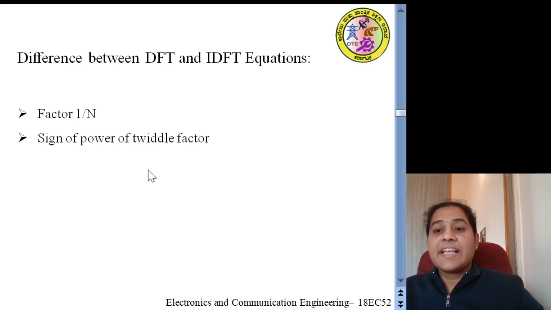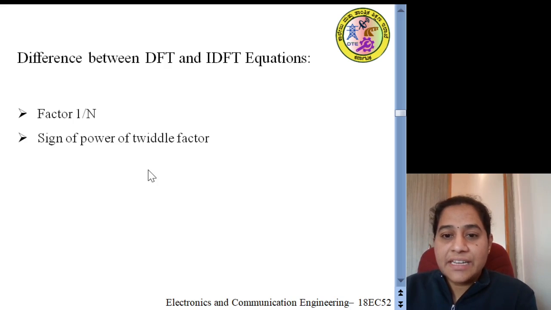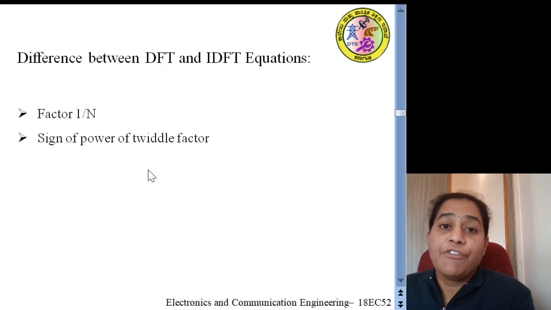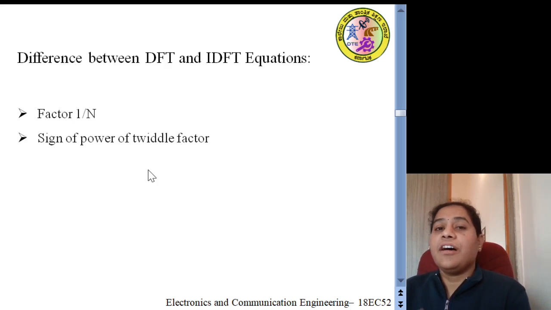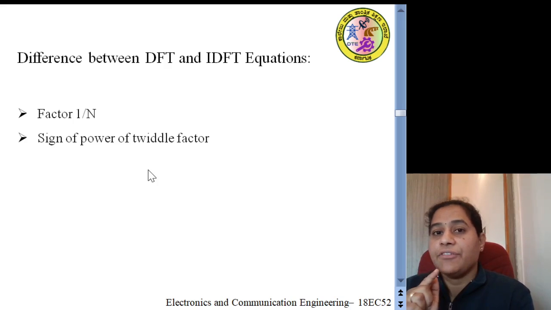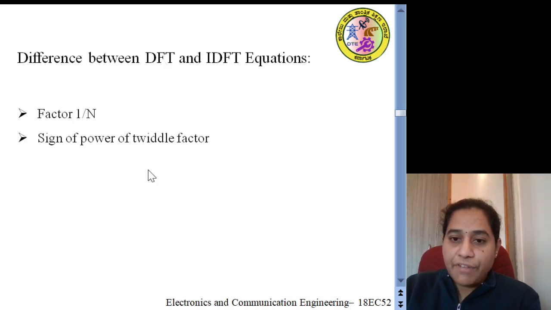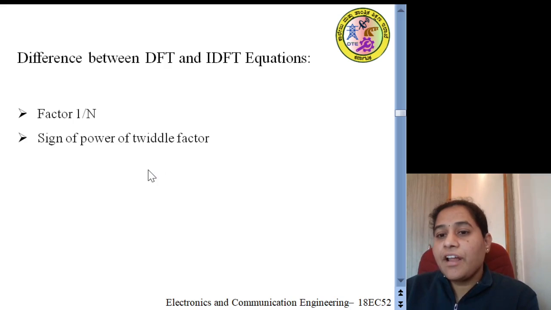Then the next difference, actually there are only two differences. So the next difference is the sign of the power of the Twiddle factor. In the equation for defining DFT, the sign of the Twiddle factor is positive. That means Wn raised to the power of kn. But in the equation for defining IDFT, the sign of the Twiddle factor is negative. That is Wn raised to the power of minus kn. Only these two differences: the factor 1 by n and the sign of the power of the Twiddle factor.